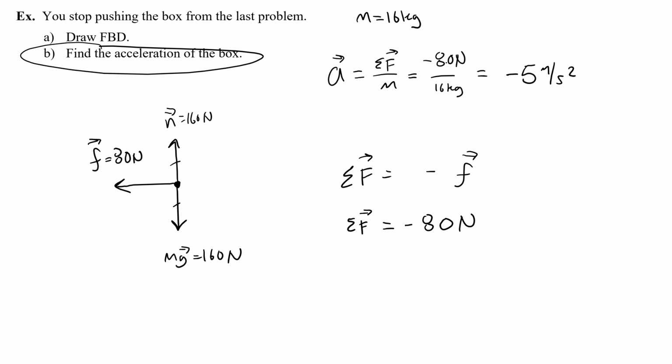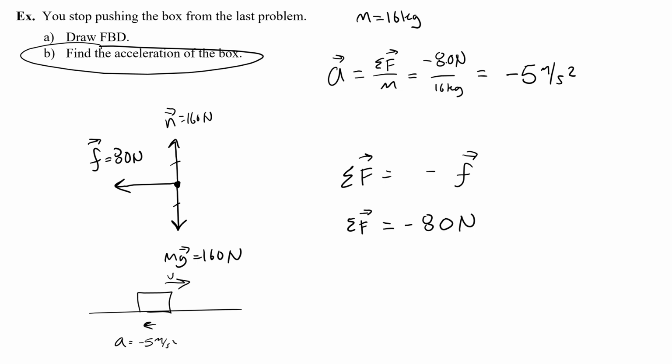Now what this means is that as the box is moving to the right with a velocity, it will have an acceleration backwards of 5, which means that it's slowing down and will eventually come to a stop.